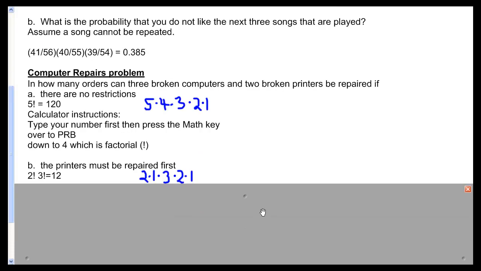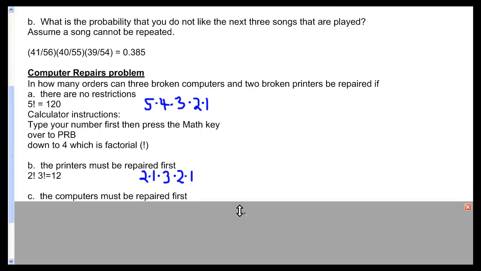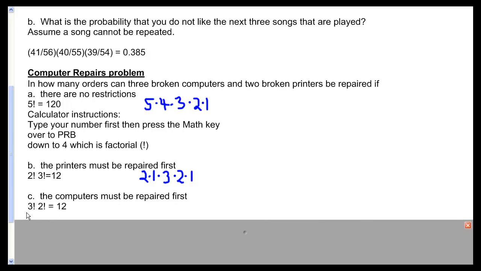Now, the next part of the problem says, what if you want to repair the computers first? Well, then you just put 3 factorial first, and these 2 answers come out the same because multiplication is commutative, and so I can move it around and still get the same answer.